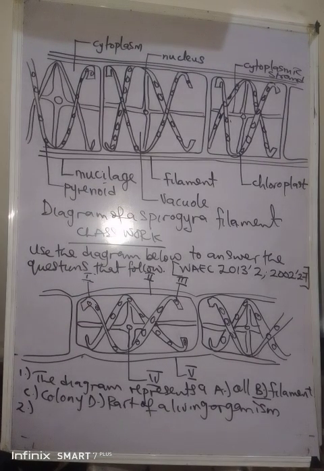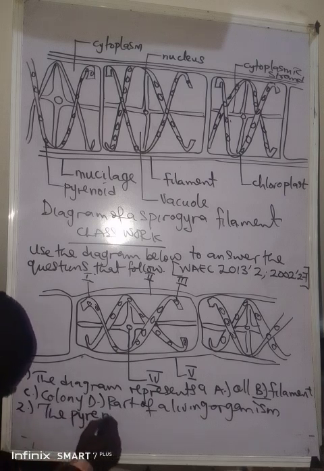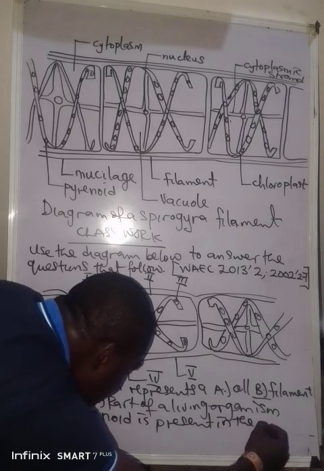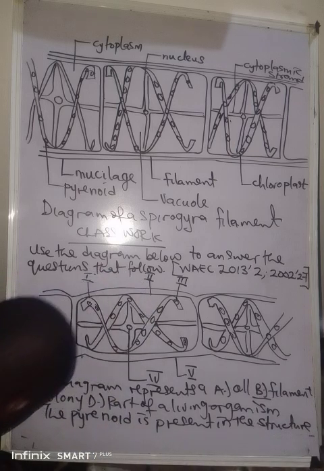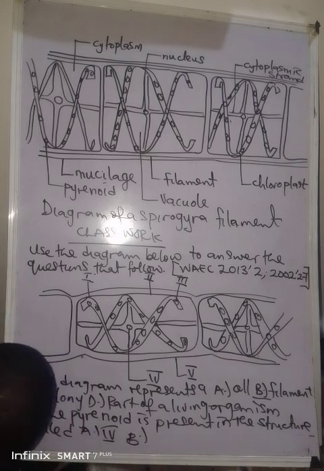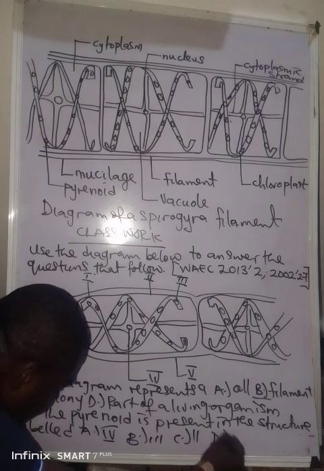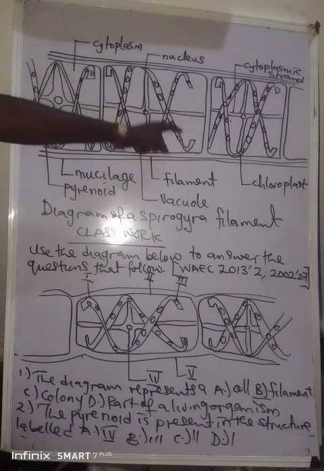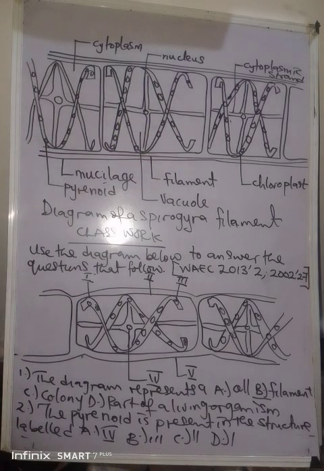Question 2 says the pyrenoid is present in the structure labeled A, IV, B, I, C, II, and D, III. Yes, pyrenoid. Just compare it with this diagram. Where is the pyrenoid here? Pyrenoids are all these circles on the chloroplast. So what is now your answer here?